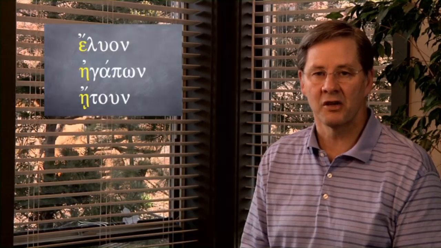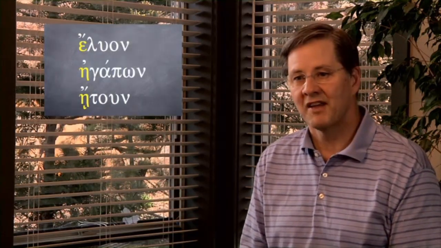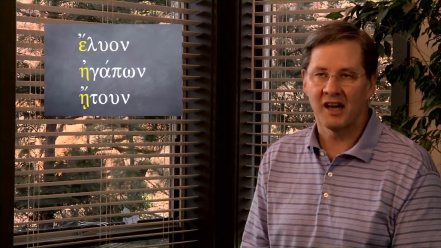And then if the second letter of the diphthong is an iota, it will subscript. And so you get something like aiteo, and the alpha lengthens to an eta, and then the iota subscripts underneath it, and you get atun. All right?